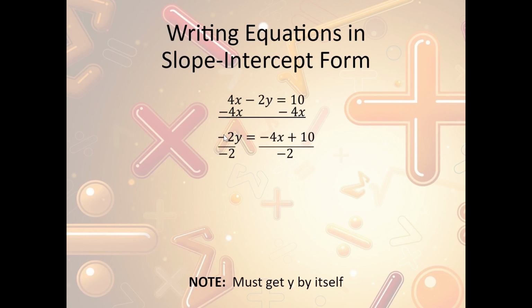That gets rid of this, because negative 2 divided by negative 2 is 1. So it's just 1y. So that's what I want, just y. And then this gets divided to both of these. So negative 4x divided by negative 2 is positive 2x. And 10 divided by negative 2 is negative 5. So I end up with y equals 2x minus 5. Here's my slope. Here's my y-intercept. Now I can graph that equation.